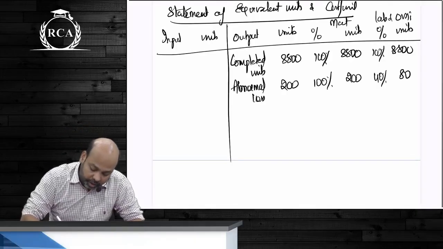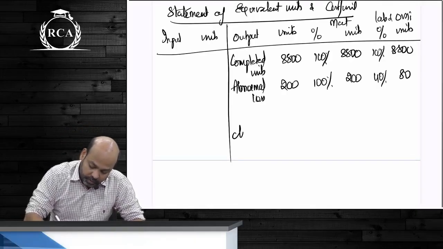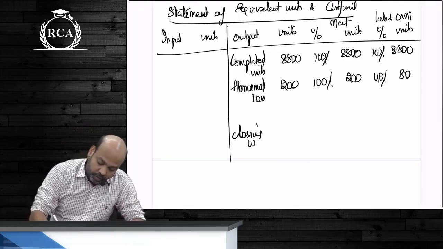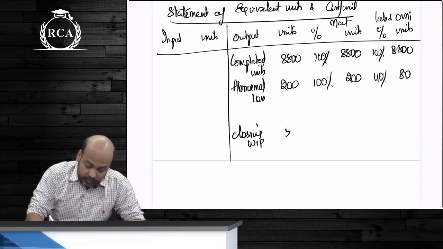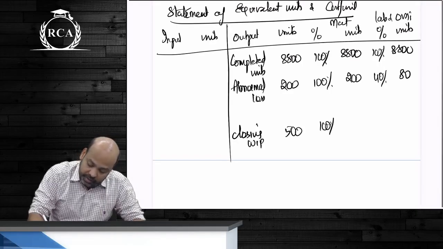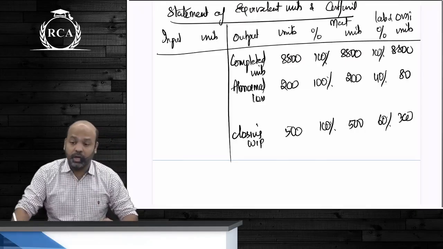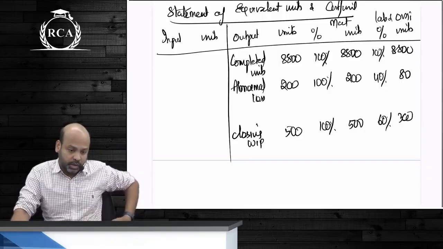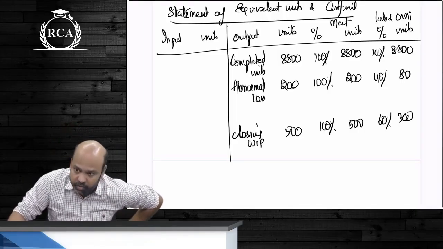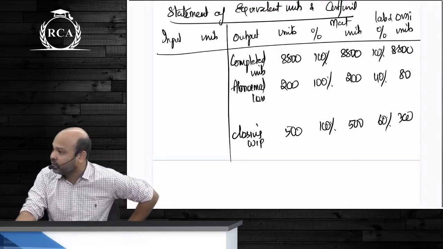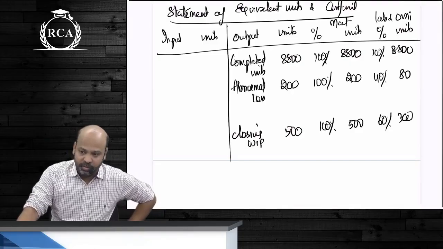How much is the degree of completion for closing work in progress? Total units कितने बेटा? 500. So 100%, guys. 60%. Did I not tell you hereafter I will be writing normal output as completed units plus abnormal loss plus closing work in progress minus abnormal gain if any.